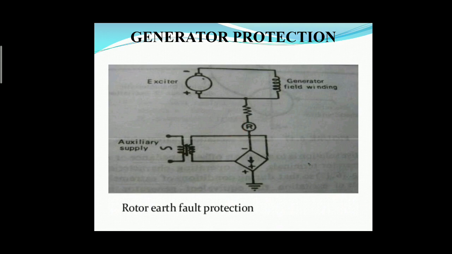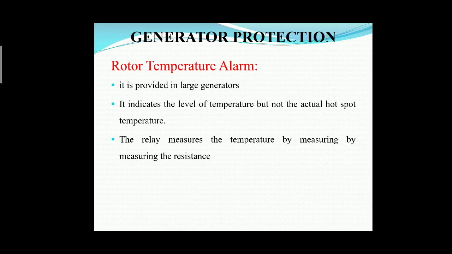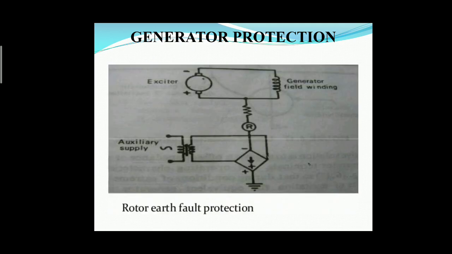This is the rotor earth fault protection, and this is the exciter and this is the generator rotor field winding. At the midpoint we connect a resistor that is supplied by the auxiliary DC supply. The positive terminal of this DC source is grounded.